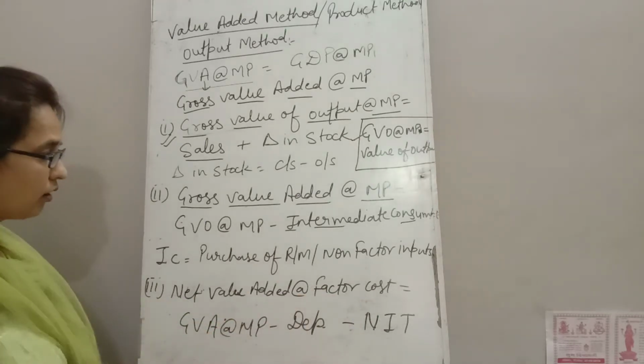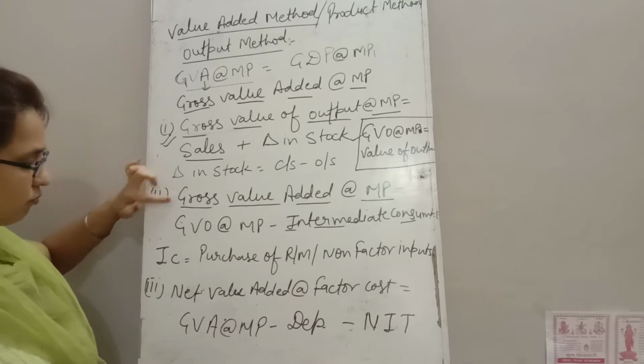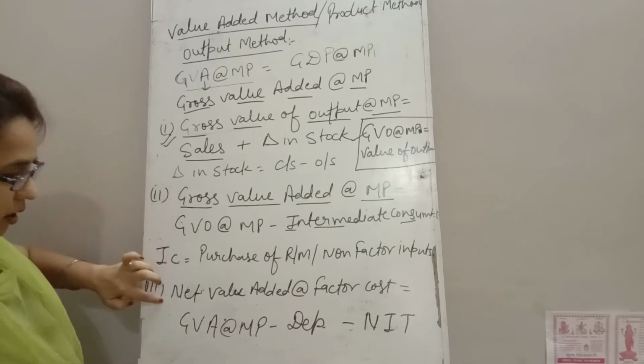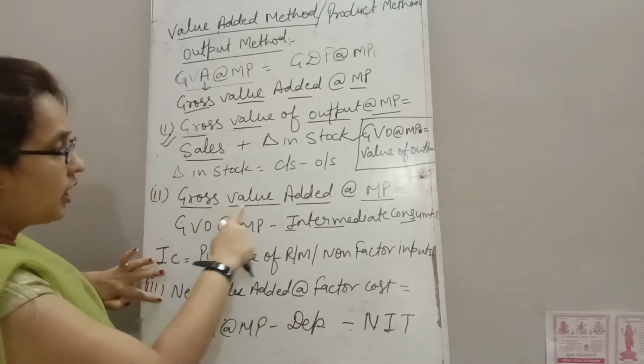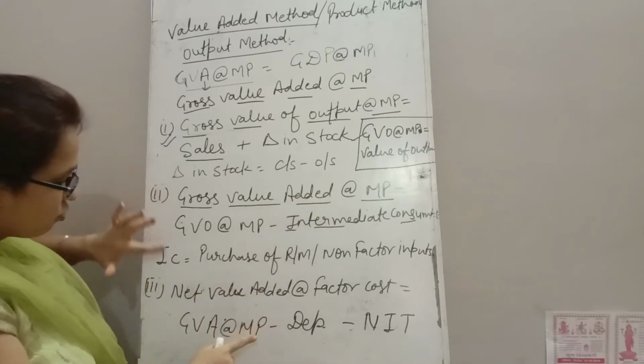Clear? Now, third, which we are going to apply, is net value added at factor cost. How to calculate it? All of you know, from gross to net, minus depreciation, GVA at MP, gross to net.